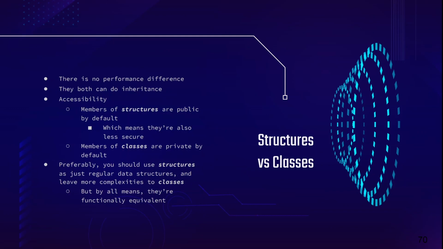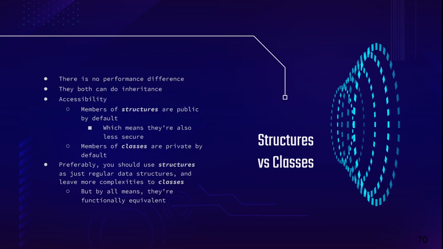Accessibility. Members of a structure are public by default, which means that they're less secure. Members of classes are private by default. You can change the accessibility, but it doesn't really matter. Preferably, you should be using structures as regular data structures and leave more complex tasks to classes. By all means, they are functionally equivalent.